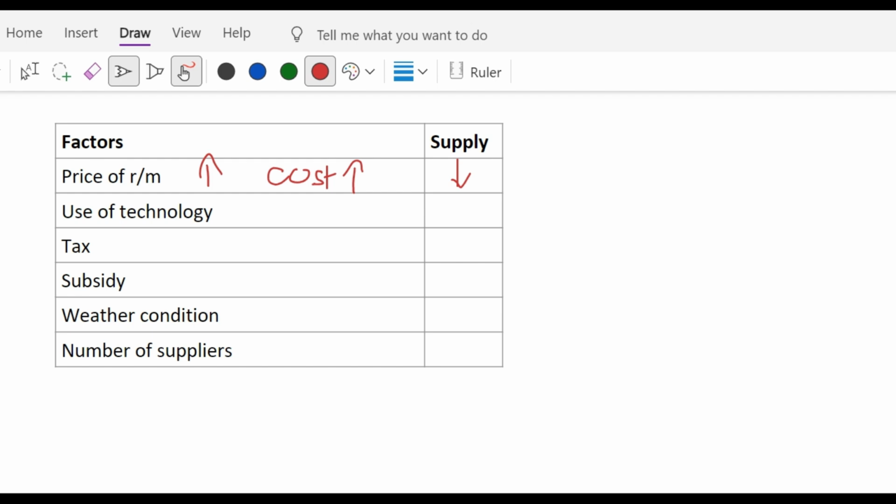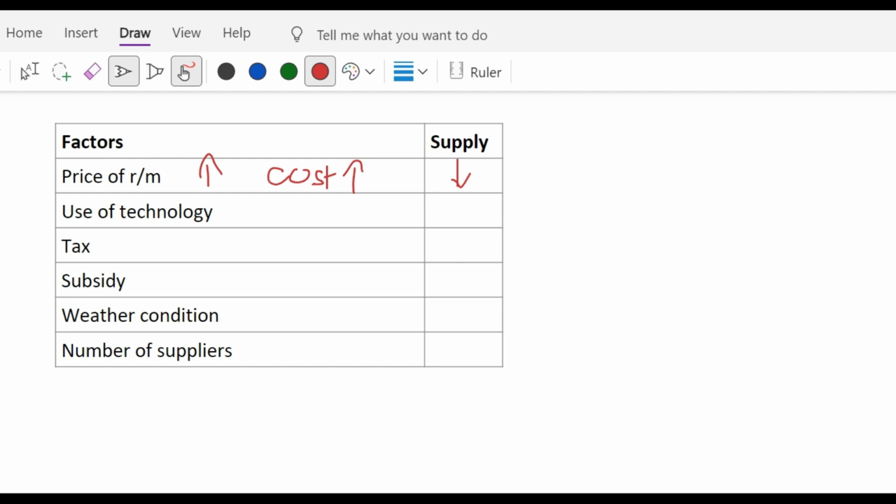But what if the price of raw materials decrease? If the cocoa prices decrease, then it's cheaper to produce chocolates, so I would produce more chocolates, then the supply will increase. The opposite case.